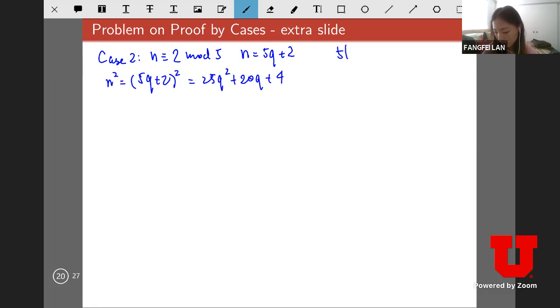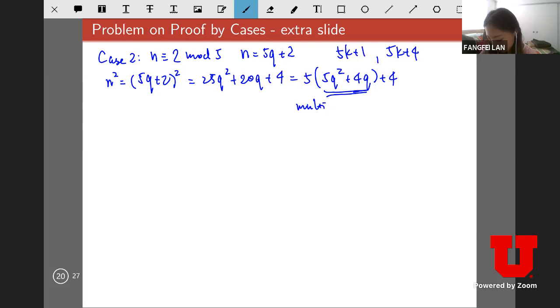So we still want something that looks like one of these, right? So we still have to do the same thing. We factor out a 5 and we get 5 times (5q squared plus 4q) plus 4. Still using the same thing by closure, actually, this is by closure of multiplication and addition.